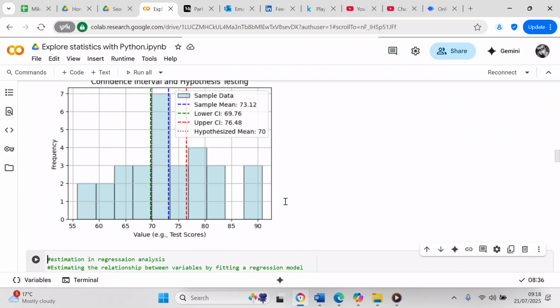So that concludes this video on estimation with inferential statistics. The next video is going to be on regression analysis, and I hope you decide to watch it.